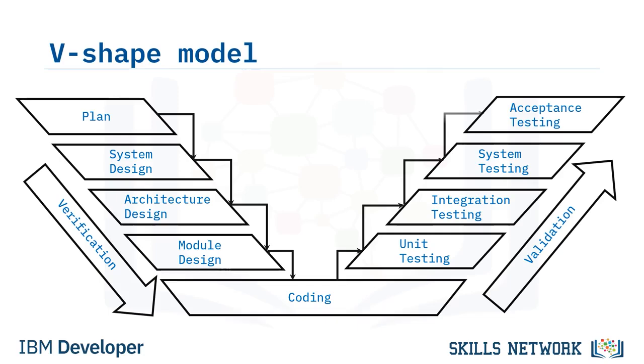There are 4 stages that occur on each side of the V. Going down the V are planning, system design, architecture design, and then module design. The bottom of the V is the coding phase. And going back up the V are the 4 phases that correspond to the phases going down the V: unit testing, integration testing, system testing, and acceptance testing. The tests are written during the verification phases on the left and executed during the validation stages on the right.